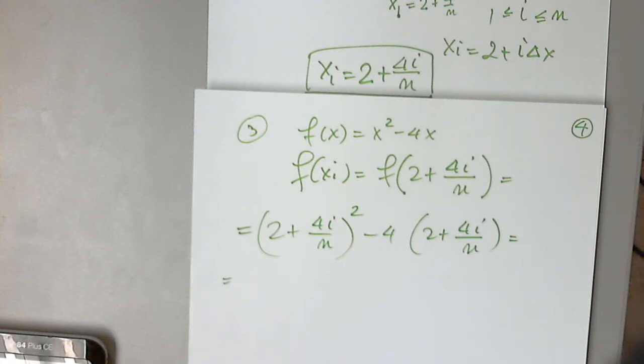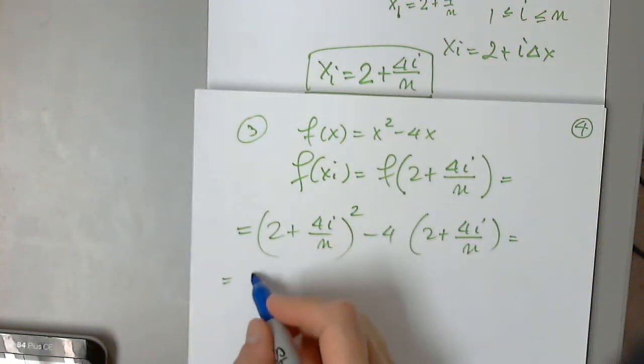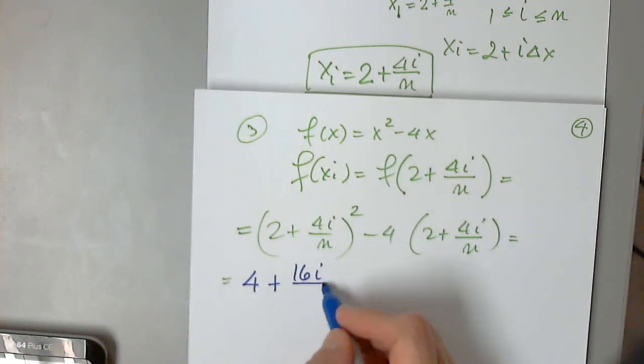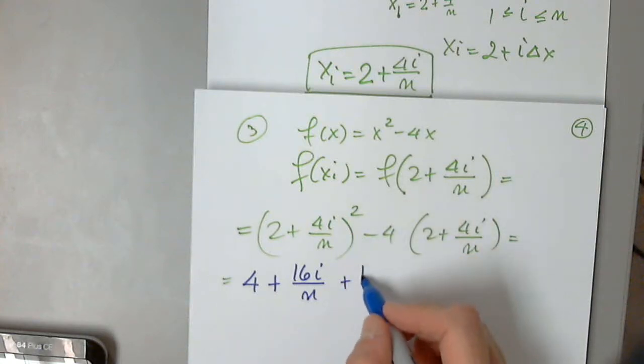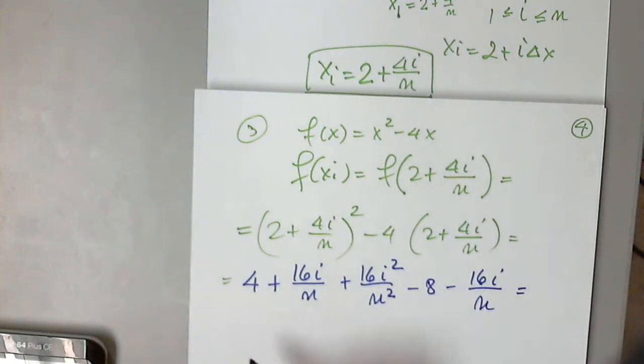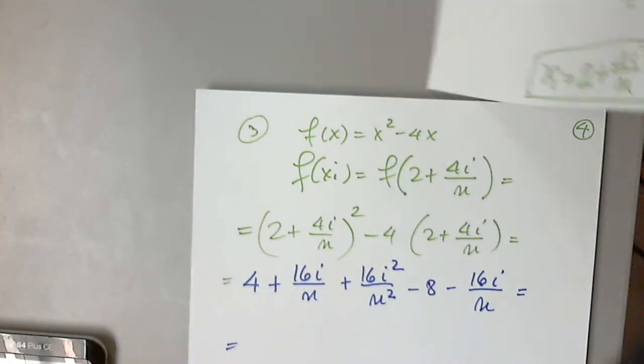When we square a binomial, we know for sure we get a trinomial. So the first term squared is 4 plus 2 times 2 times 4, 16i over n, plus the second term squared, 16i squared over n squared, minus 8 minus 16i over n. There is no reason why I would not simplify this fully before I put it in the limit of the Riemann sum. The limit of the Riemann sum is a lot of writing anyway, so I'd rather simplify it out here fully before I put all the pieces together in the limit of the Riemann sum.